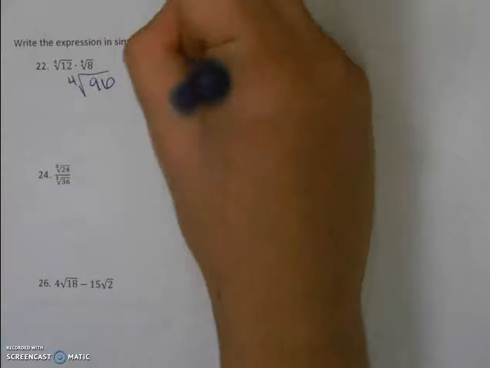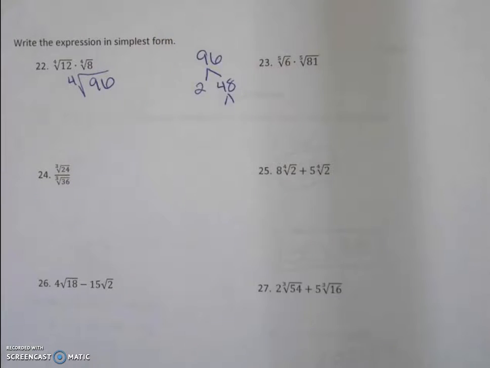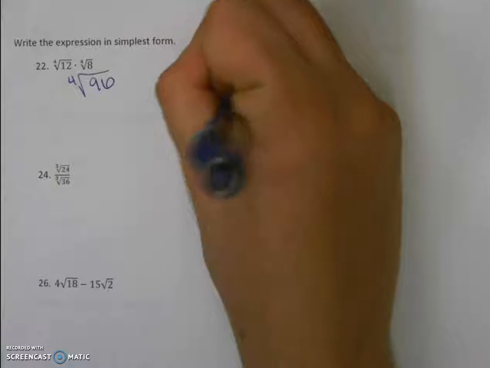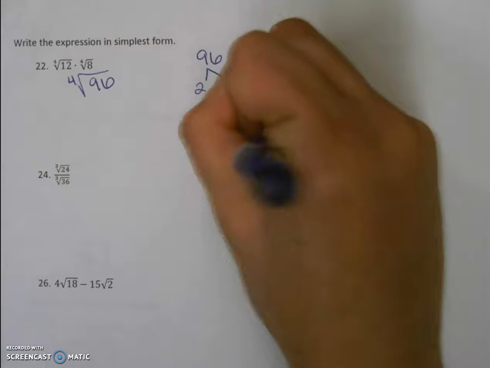I have 96. I know it's even, so it's going to be 2 and 48. 48 is 2 and 24. 24 is 2 and 12. 12 is 2 and 6. 6 is 2 and 3.